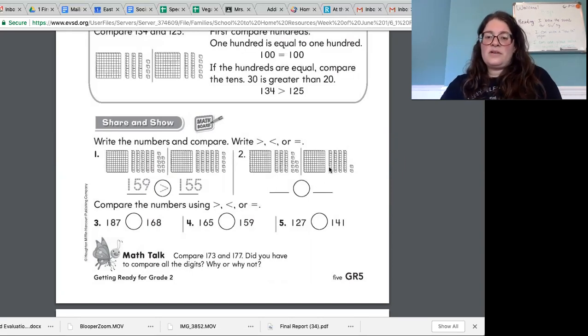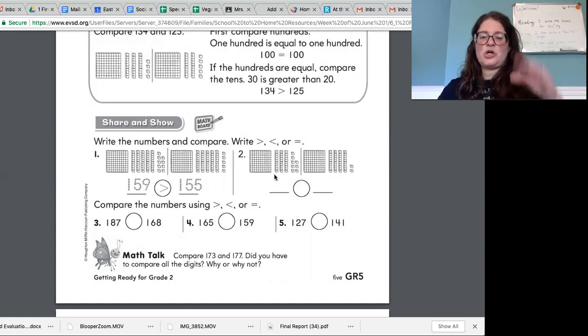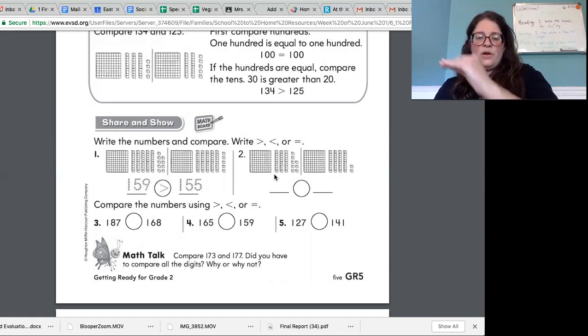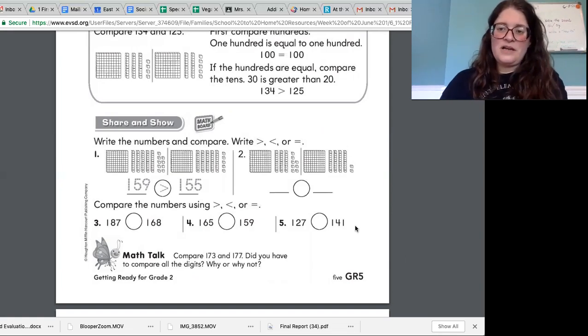This is 100, 10, 20, 30, 40, 141, 142. So 138 is less than 142, and I would choose to write my symbol like this because it's chomping the big number. So I want you to watch that little video that's extra and then try this page.